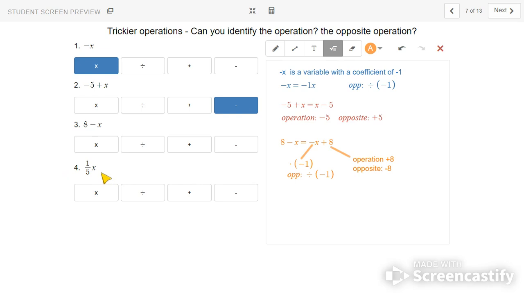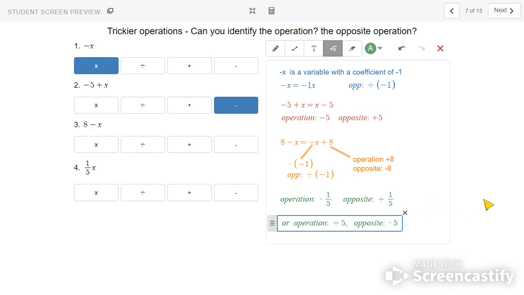Last one, 1 over 5x. 1 over 5 is the coefficient. So we could say that we have the operation of multiplying by 1 over 5. The opposite of that would be to divide by 1 over 5. Another way you could see it, you could say that the operation is dividing by 5, and the opposite of that would be to times by 5.